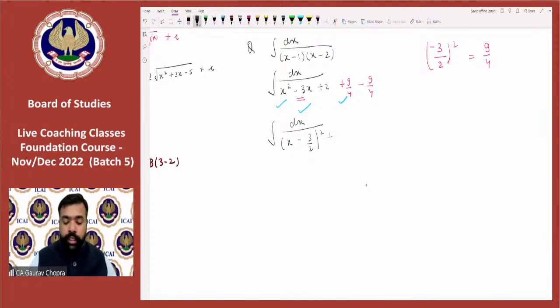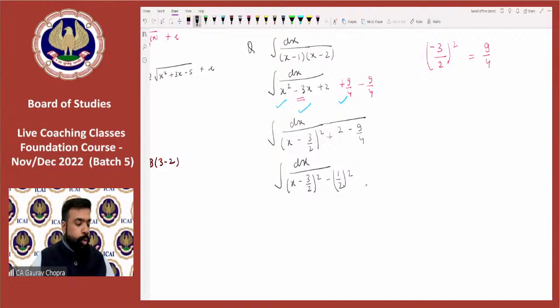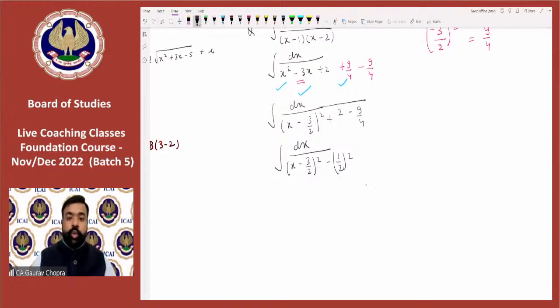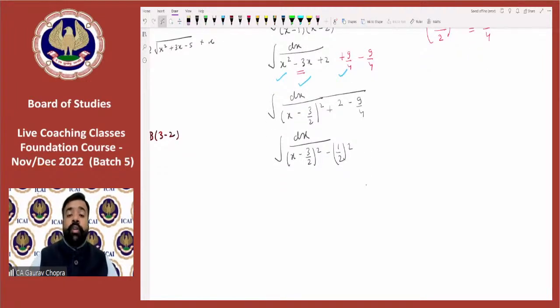Now what is left? Let's check. We are having 2 minus 9 by 4. This is left. So let's see what happens. dx divided by (x minus 3 by 2) whole square minus 1 by 4. And 1 by 4 can also be written as (1 by 2) square. Now we can apply the formula of dx divided by x squared minus a squared. x squared minus a squared, we can apply this formula.